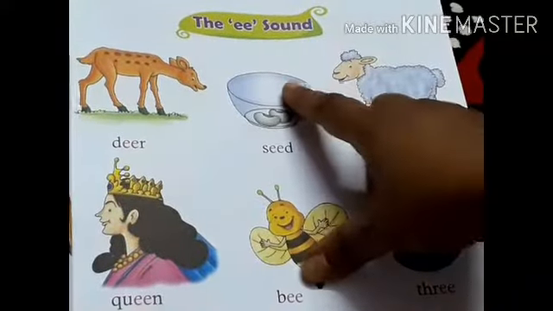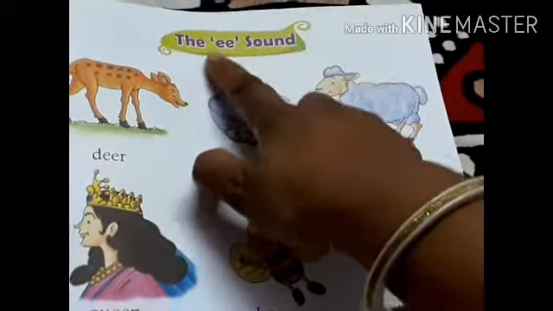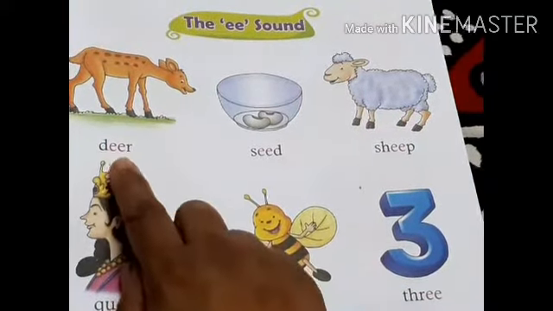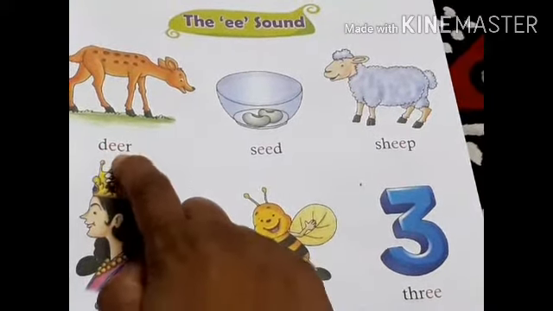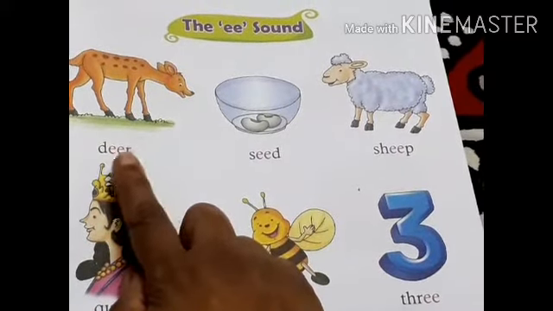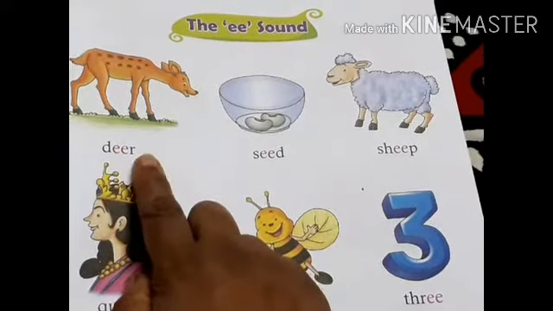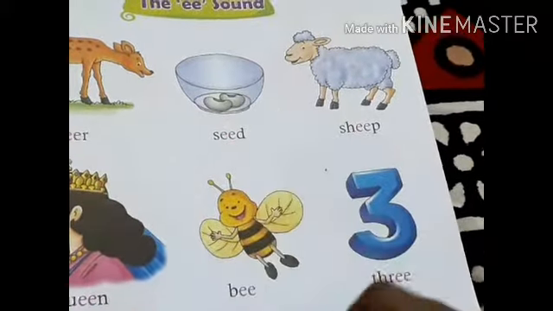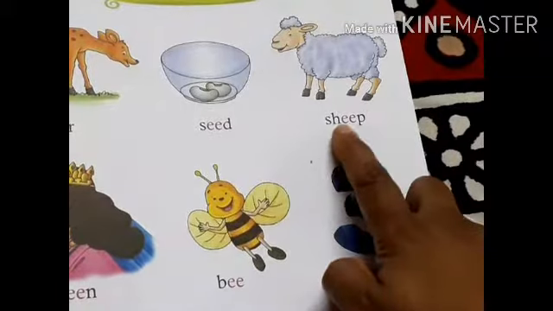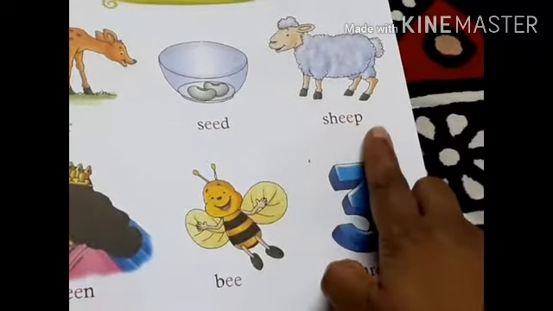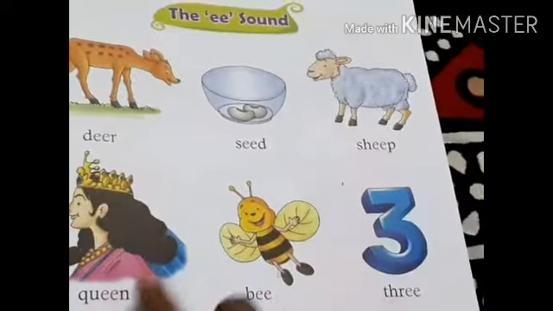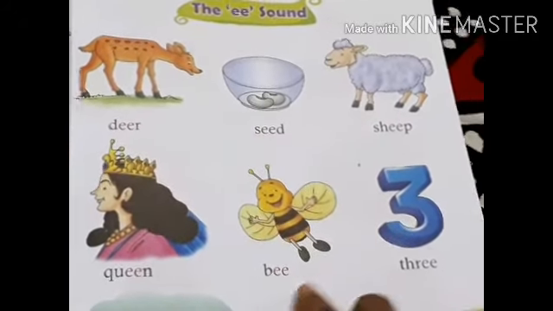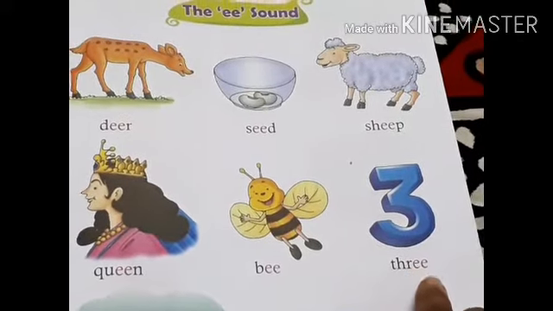Now kids, next page, page number 19, we have the E sound words. Here you can see double E, two E are here, but the sound will come E. So let's read. D, E, R, two E. We will not say D, E, E, R. We will say two E sounds E. D, E, R, deer. S, E, D, seed. This is the seed. Sh, E, P, sheep. This is an animal. Qu, E, N, queen. B, E, bee. Th, r, E, three.